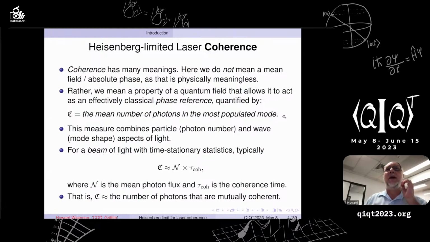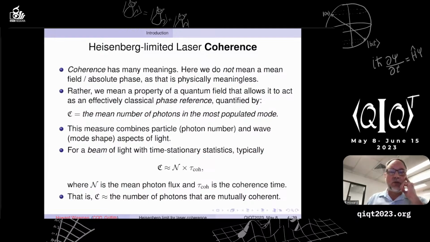Just to make a perhaps obvious point, this measure of coherence combines both the particle and wave natures of light, because it's talking about the number of photons, which is obviously particle nature, but it's also talking about a mode, which is a wave aspect of light.